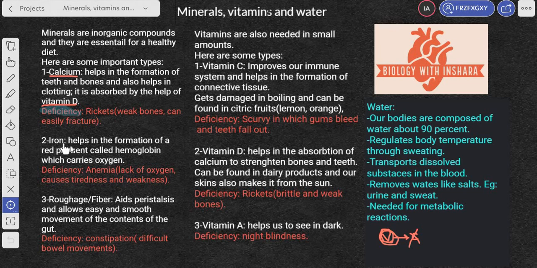Iron is also very, very important, right? I'm just going to highlight this for you guys so that you know that this is extraordinarily important and needs to be studied. Okay, so let's continue.